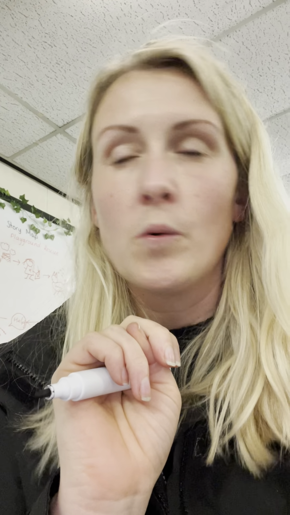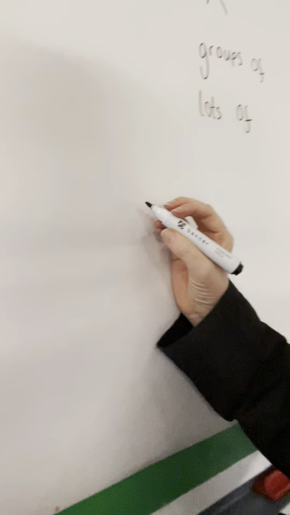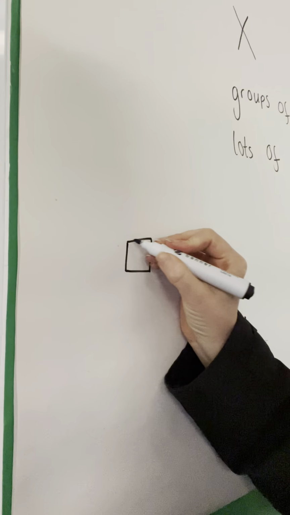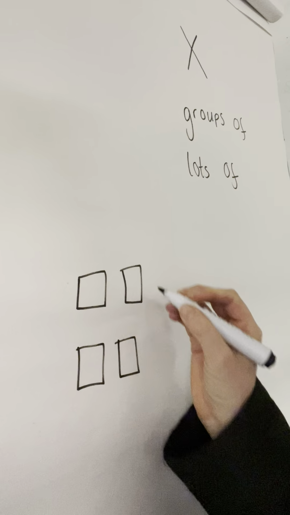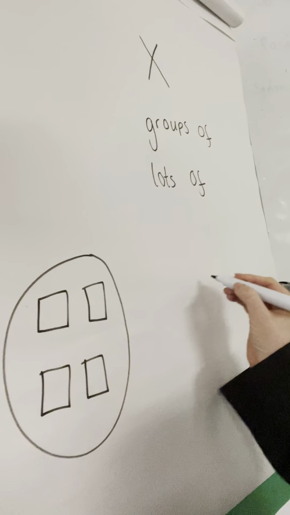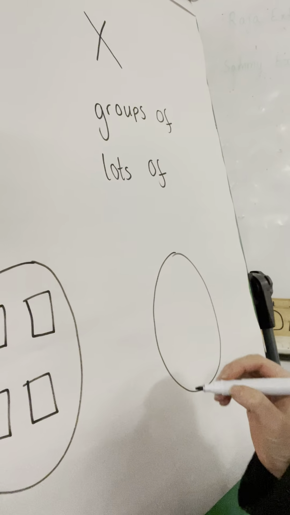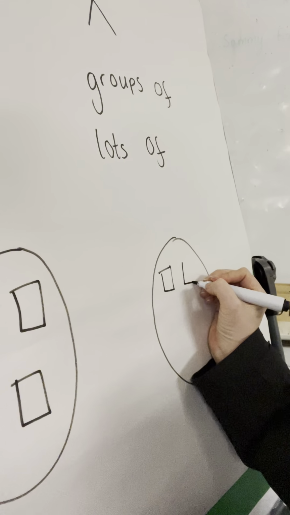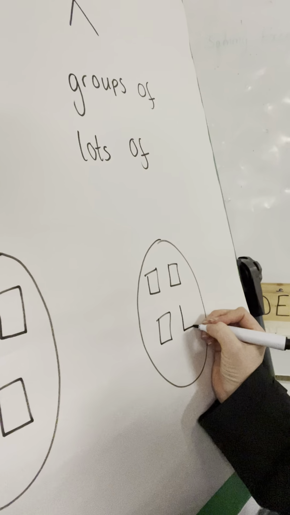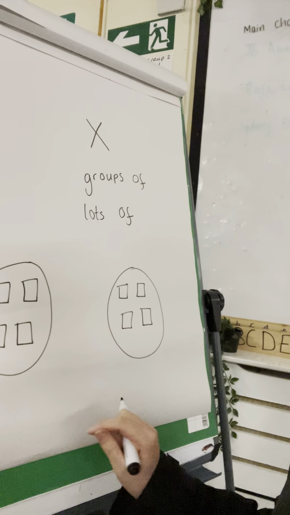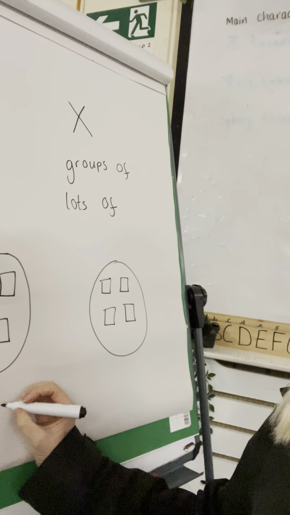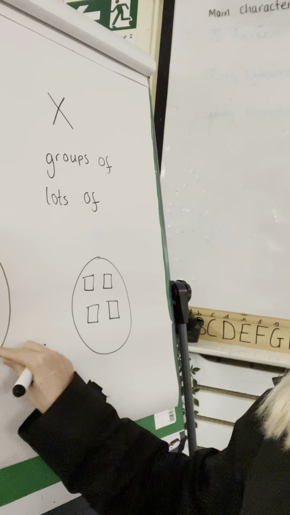So what we needed to do, if you were writing four cubes, let's have a look. We'll do 4 cubes: 1, 2, 3, 4. So I've got 4 cubes in one group, and I know I've got 2 groups, and I know I've got 4 in each group, don't I? So I've put my four into each group. So I know that there are 2 groups, so I'm going to write 2 because I've got 2 groups.